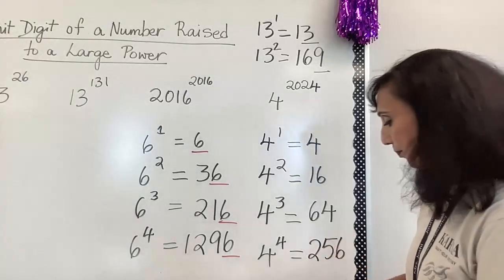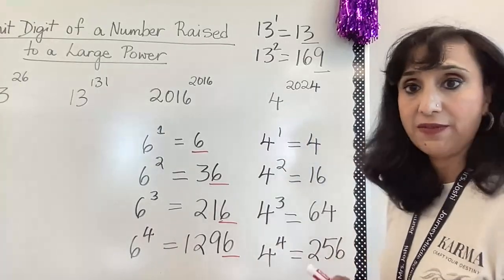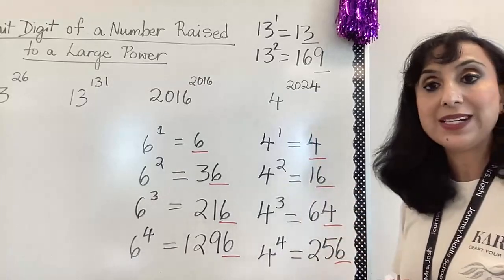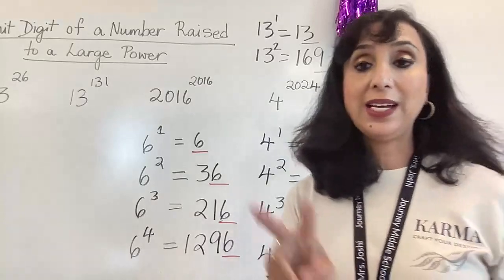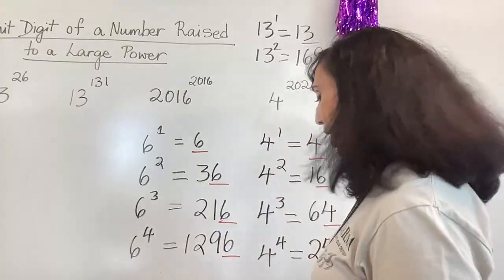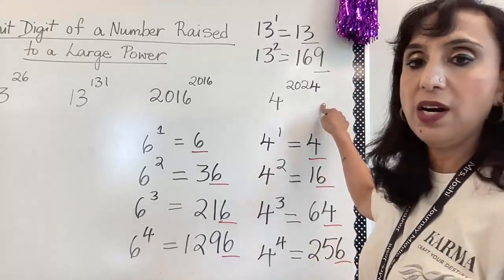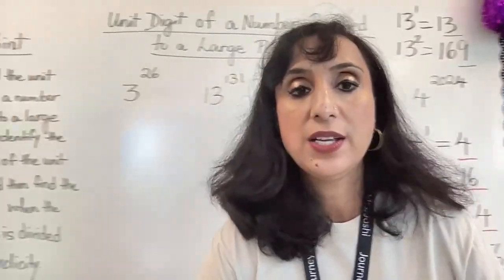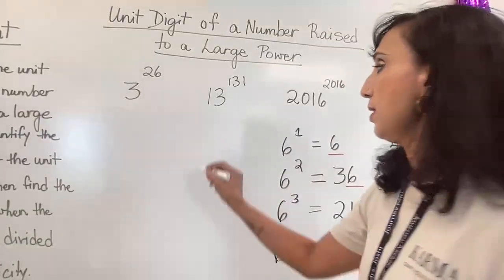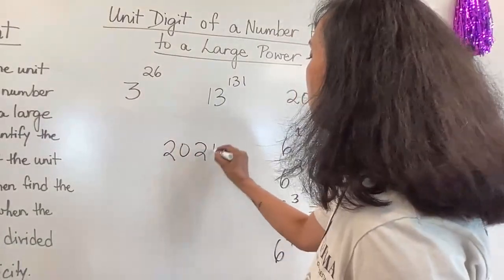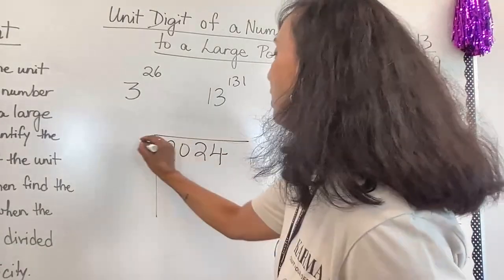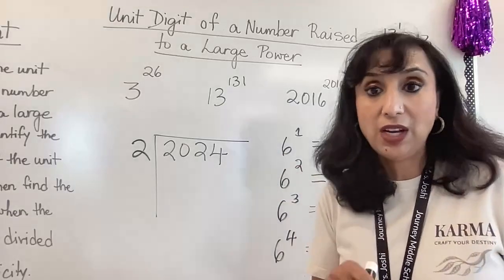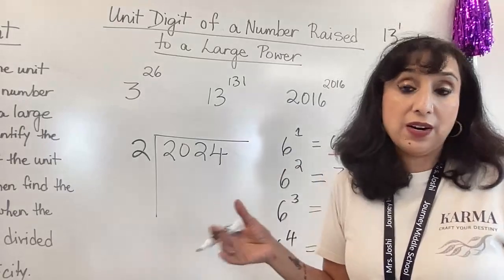So now let's look at the cyclicity of this. We have 4, 6, 4, 6, and that pattern is continuing. So basically, it's a cycle of 2 numbers. So I am going to take 2024 and divide it by 2, because we have a cycle of 2 numbers. Just looking at 2024, I know it's an even number, so I'm going to have no remainder.